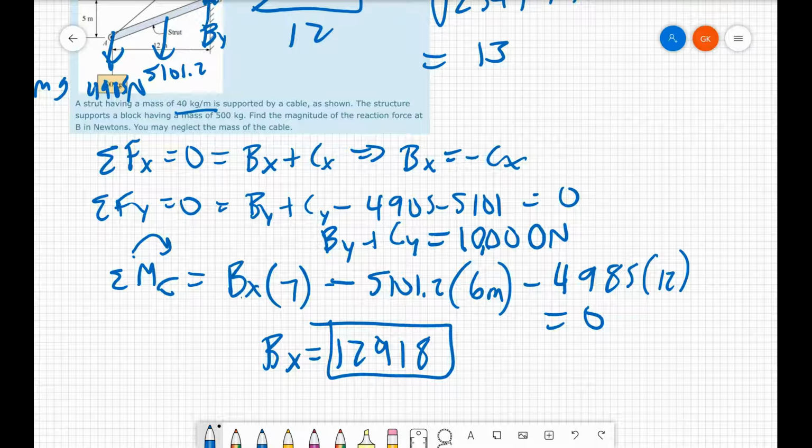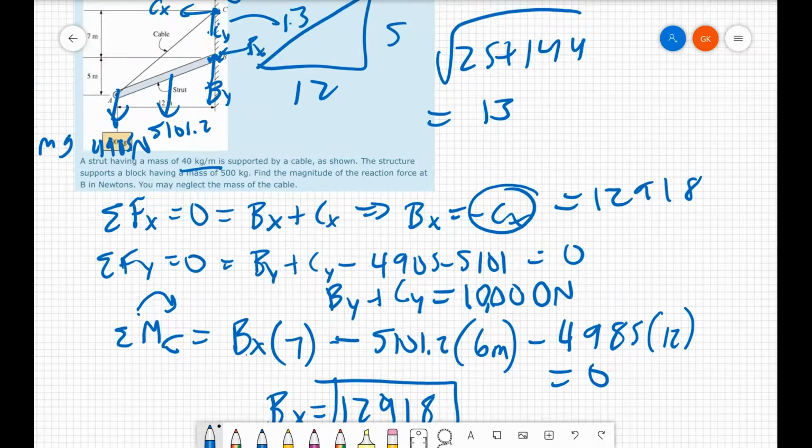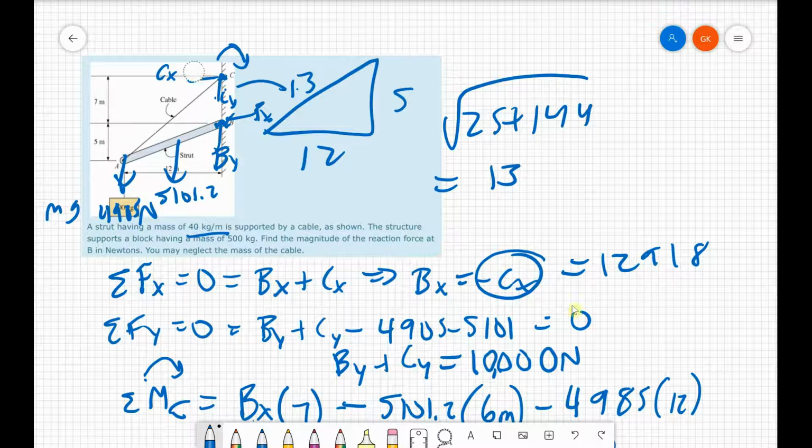12,918. Now, with that, I can solve for Cx. So that means that Cx is equal to 12,918 as well. It's just I pointed it in the wrong direction to start. It should have been going this way.